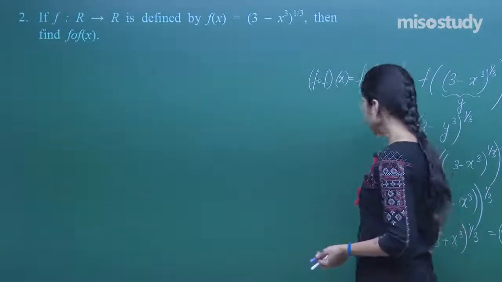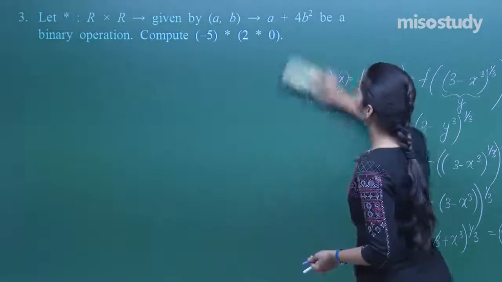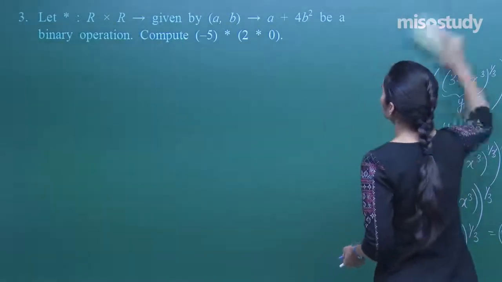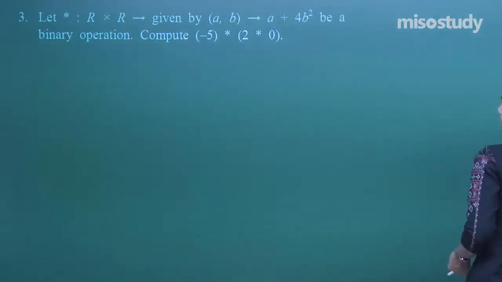Clear? Next we have, let's start from R cross R to R given by (a, b) goes to a plus 4b square be a binary operation.